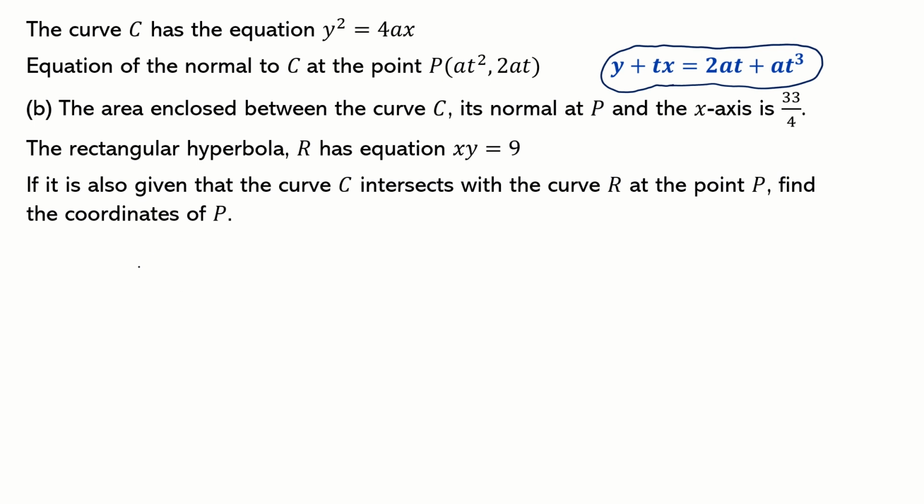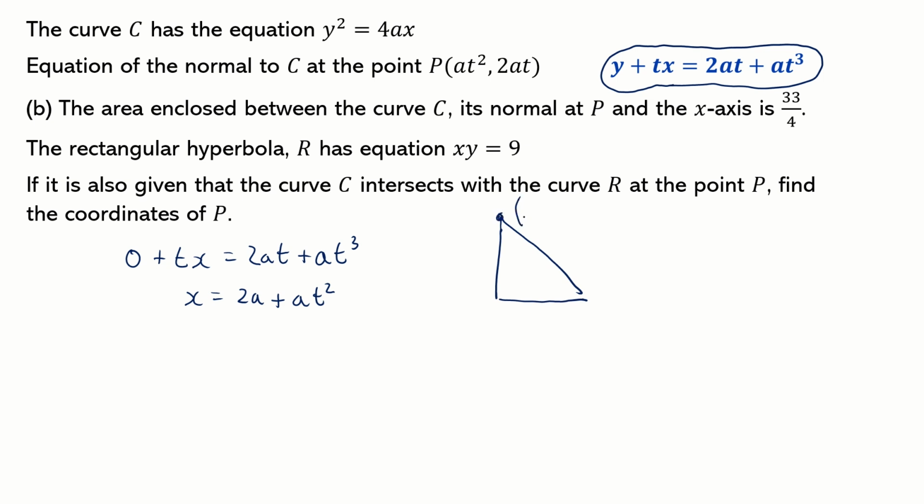So finding the x-intercept is when y is equal to 0. So we get this, and therefore to get x, the x-coordinate of the x-intercept, we just have to divide both sides by t. So therefore x is equal to 2a plus at squared. So therefore, if our triangle has the point P at the top, which has the coordinates at squared, 2at, and its base is therefore starting at at squared, and finishing, we now know, at this x-intercept, which is at 2a plus at squared.